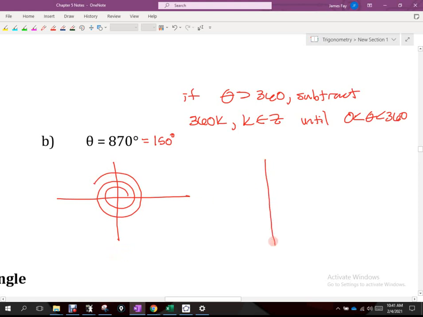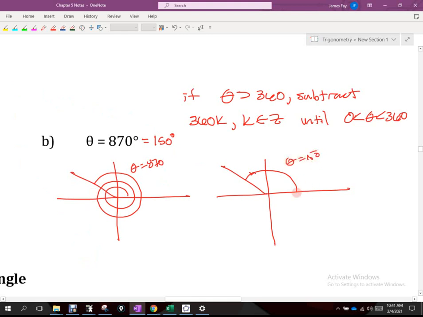Well, if I look at 150, 150 is just going to be right there. Do they terminate at the same spot? Yeah. But again, that's theta equaling 870, theta equaling 150.